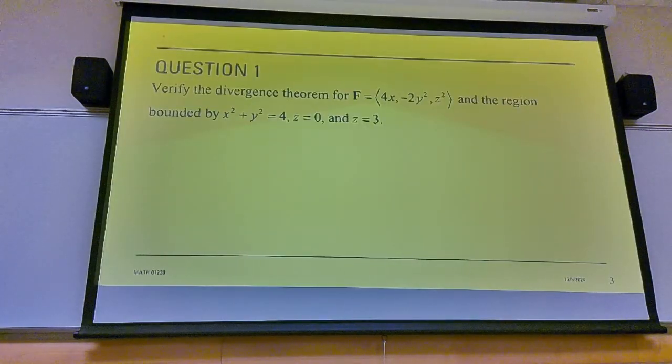What kind of region is that? It's a circular cylinder. You're missing a word. A right circular cylinder. What's the axis? The axis is the z axis. Yes. What's the height? The height is 3. What's the radius? 2.